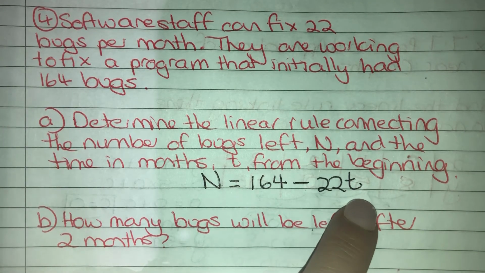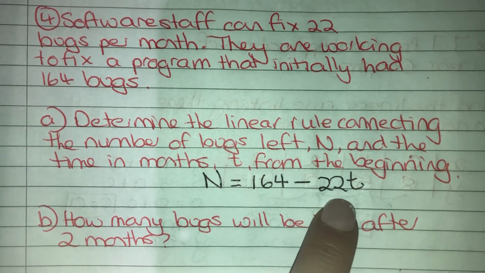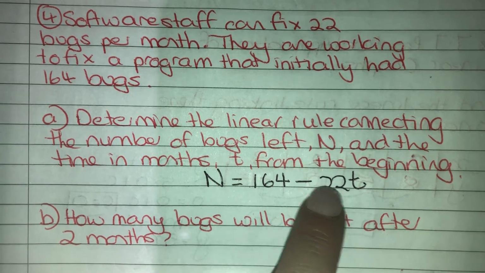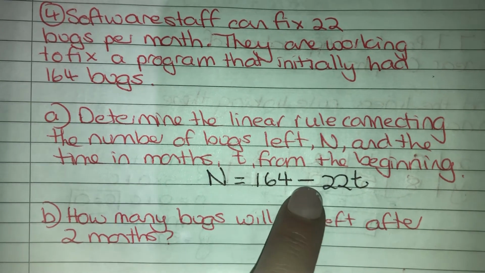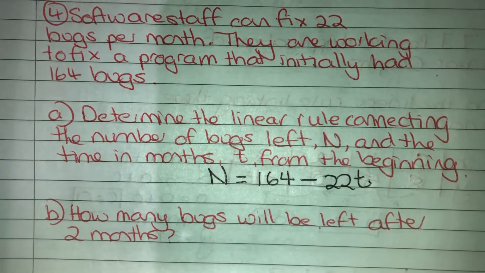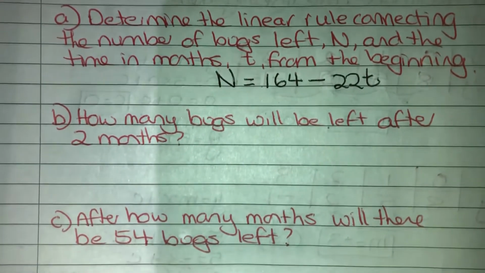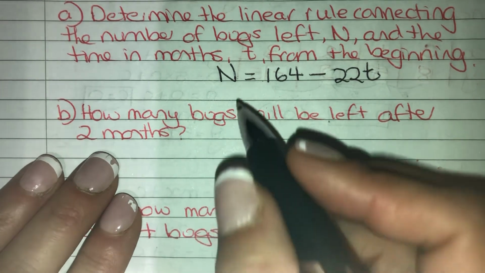Let me go through that in another way. If it was 1 month, that'd be 164 minus 22, and what you did was 22 times 1 month. If it was 2 months, it'd be 22 times 2, so 164, what they started with, minus 2 months' worth, so minus 44. Now, I don't expect you to have got that by yourself. This is practice, practice, practice.